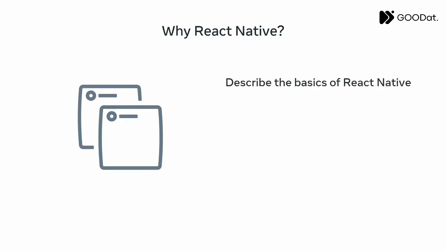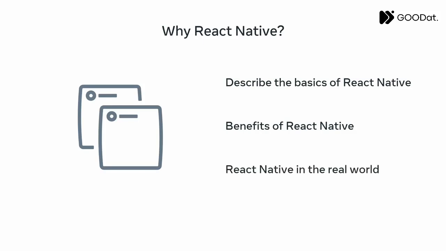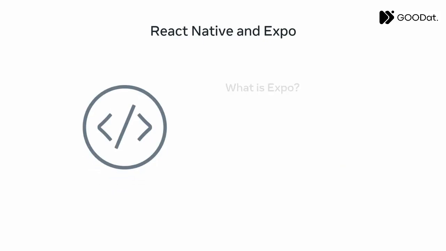You then moved on to the next lesson, in which you had a proper introduction to React Native. Having completed this lesson, you can now describe the basics of React Native, explain the benefits of using React Native over other languages for mobile development, and describe how React Basics is used in the real world. You also learned what the Expo platform is and how it can be used to build cross-platform mobile apps, and how to build a simple React Native app with Expo code.